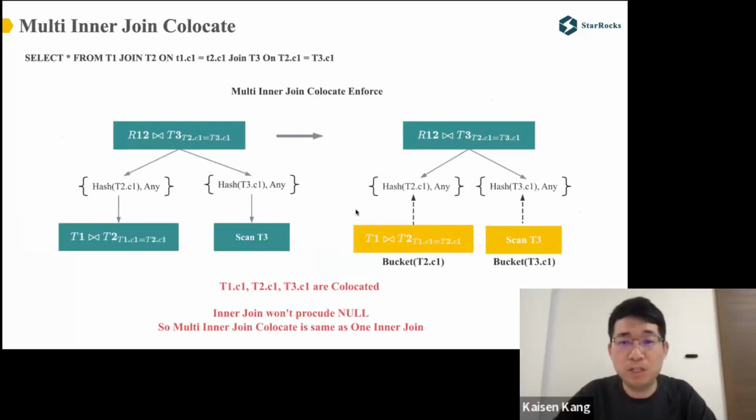Now let's examine the multi-inner join collocation. As illustrated in the diagram, after T1, T2, and T3 are collocated based on their respective bucket columns, the collocated process for both two-table and multi-table joins becomes identical, enabling direct local join execution. This is because after the inner join of T1 and T2, the physical distribution of the inner join result is exactly the same as T1 or T2.